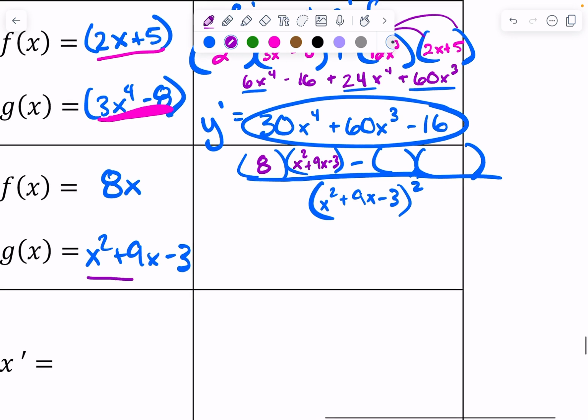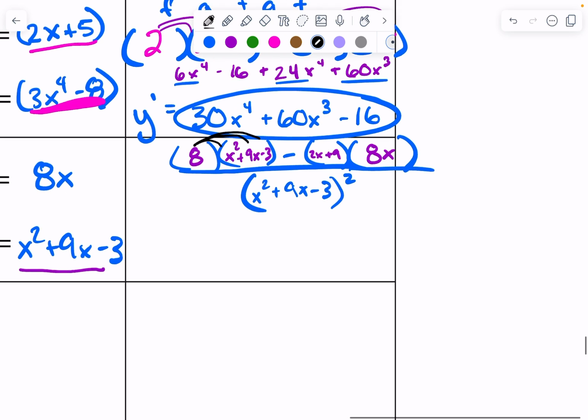Now we do g prime, which is the derivative of this: 2x plus 9, times just f, normal f, okay? And now we're going to simplify just a few things. I'm going to distribute my 8 through, right? So 8x squared plus 72x minus 24. Okay, now don't forget this minus sign needs to be distributed through.